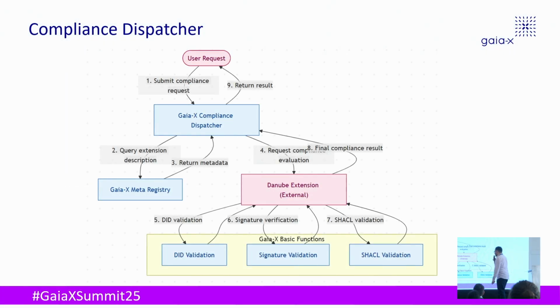For example, for the DID signature or the SHACL. And then, at the end, the extension will just return the compliance results. And that will afterwards, of course, be returned by the dispatcher to the user.